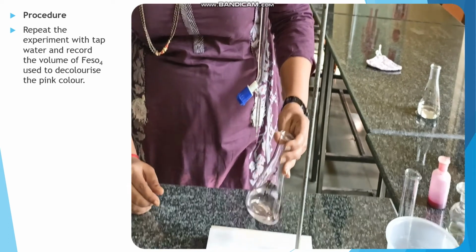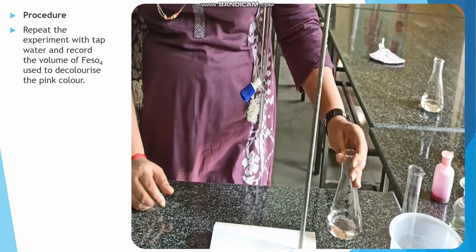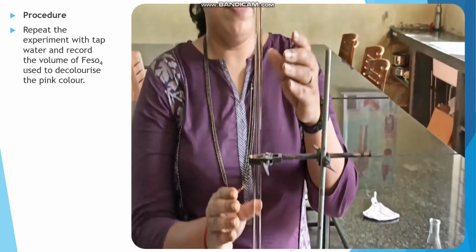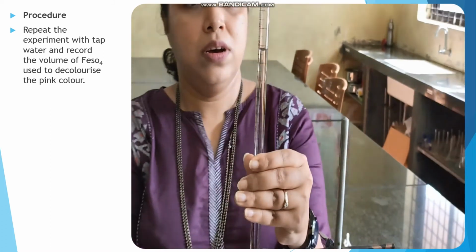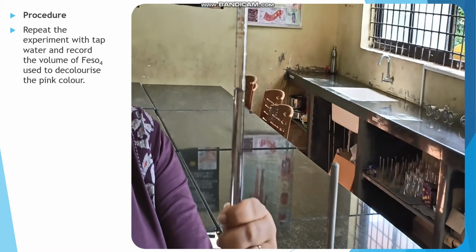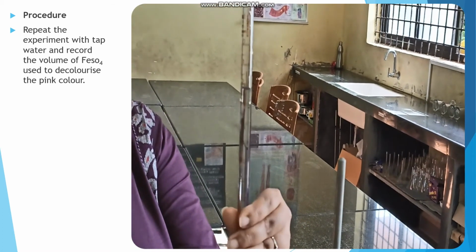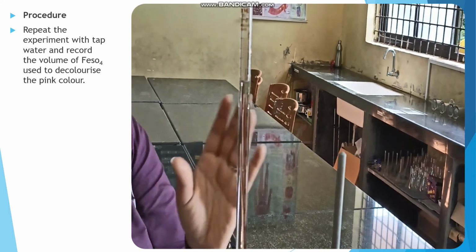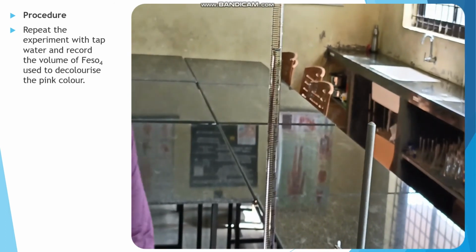So I have got my light greenish color. I will stop my titration here. Let us see the reading. It is 2.2. You can see it. So the reading is 2.2 ml.